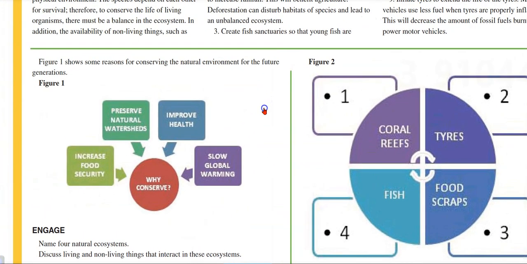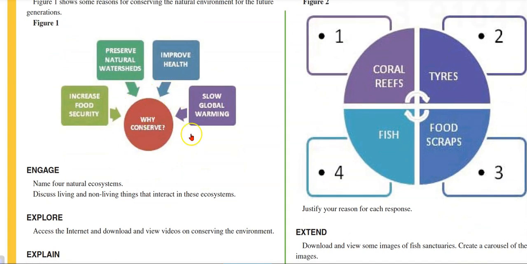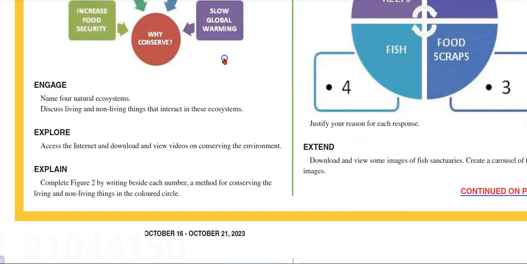Let's look at some of these diagrams here. Figure 1 shows some reasons for conserving the natural environment for future generations. So here, why? This is the key concept here. Why we should conserve? Because it does what? Increase food security. So if we don't take care of the soil, how are we going to get food to eat? Food security, having the opportunity to grow and continue to grow food for a very long period of time. Preserve natural watersheds, good. Improve health and slow global warming, okay?